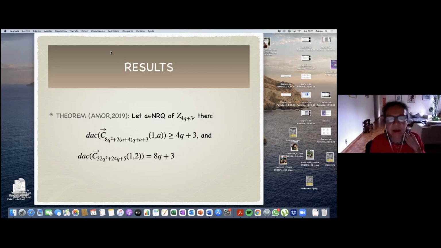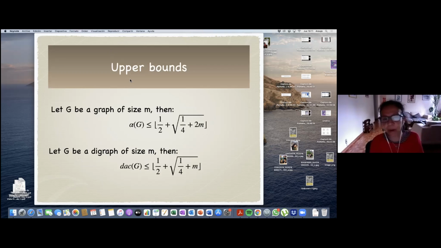Okay, here I also have results related with digraphs, and I have some similar theorem. But what happened with the upper bounds? The upper bound here is easy. It's really, really easy because the upper bound is given by the number of edges that you have, and it is very easy to calculate that.